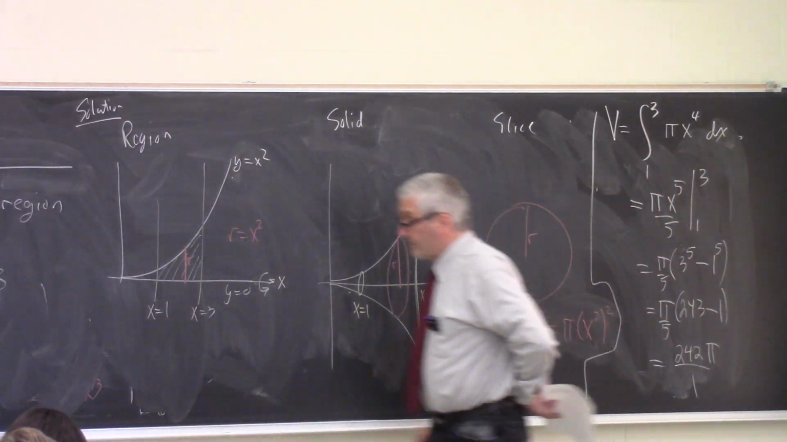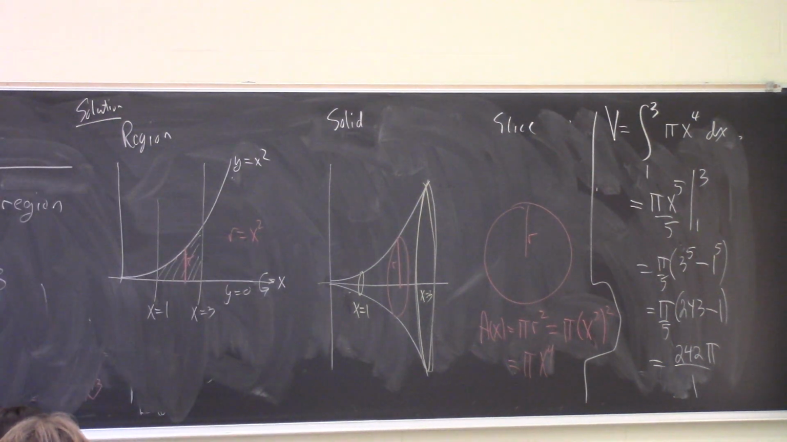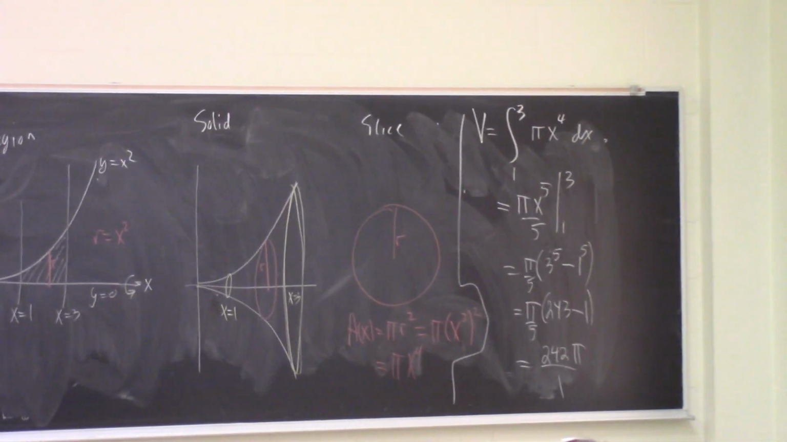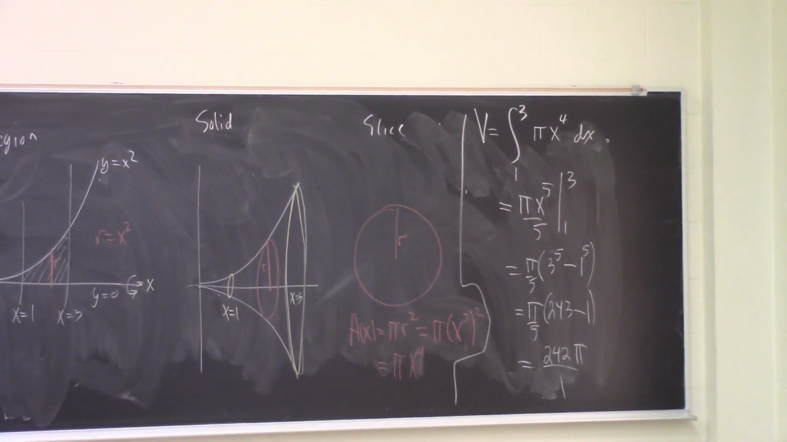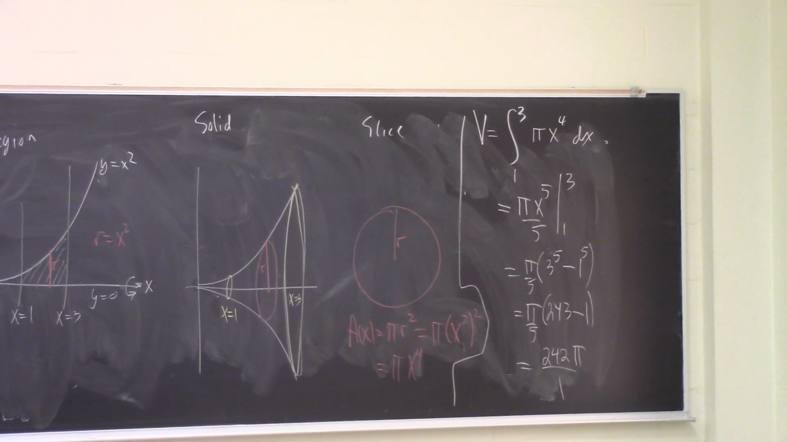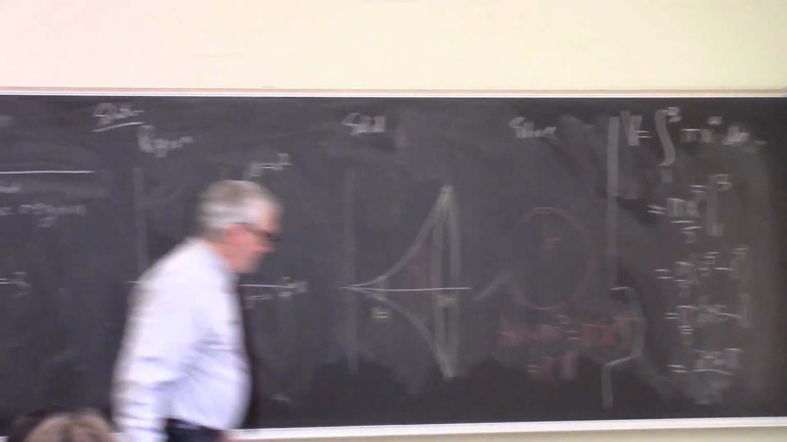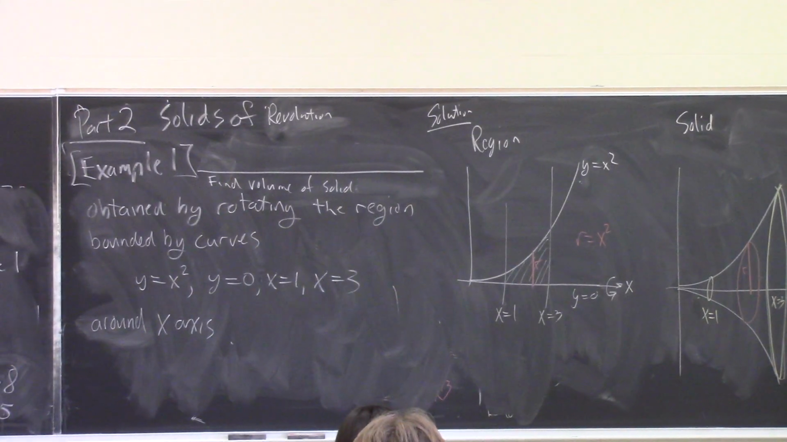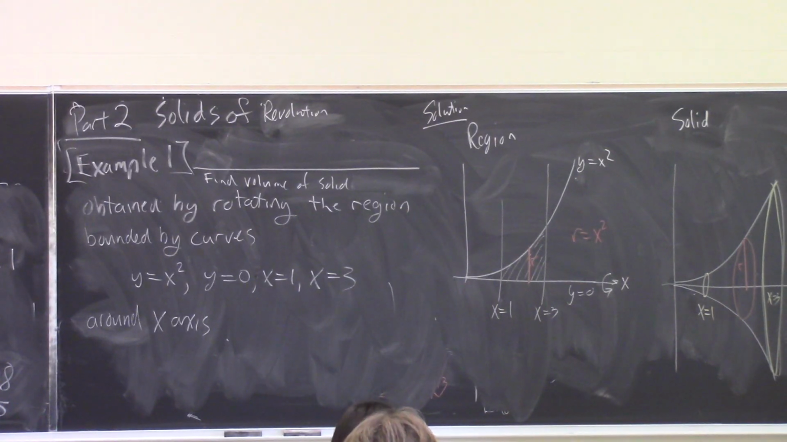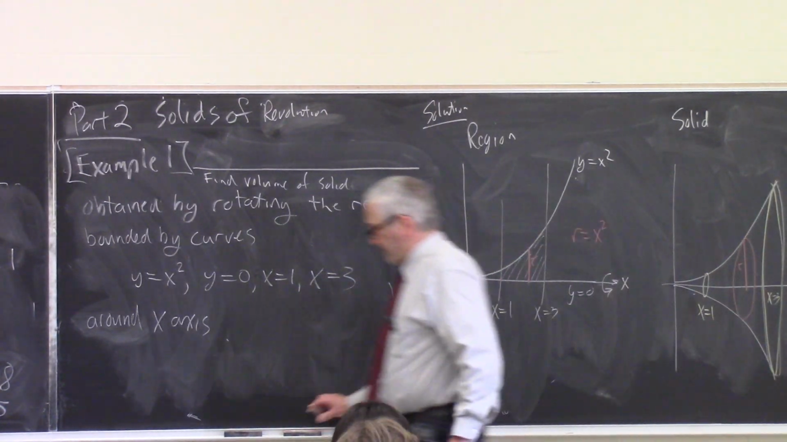That's our first example of a solid. And it's what's called a solid of rotation, maybe I should say solid of revolution. 242 over 5. Pi over 5. All right.